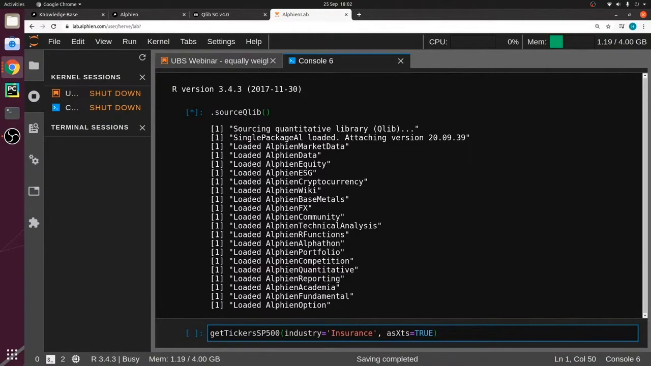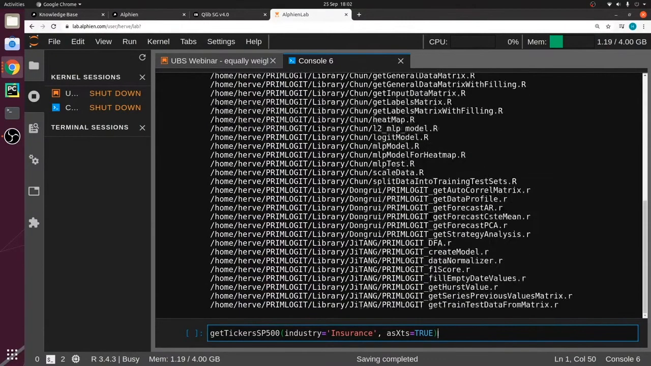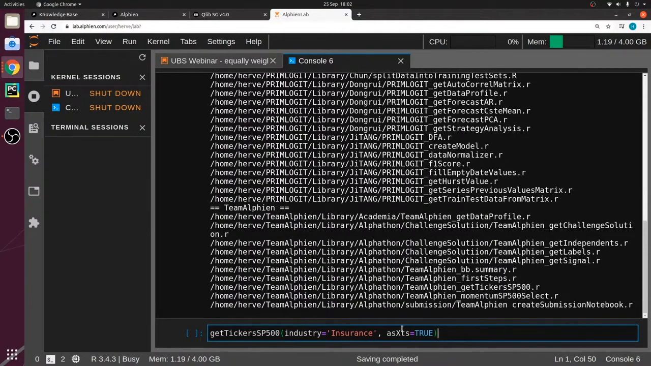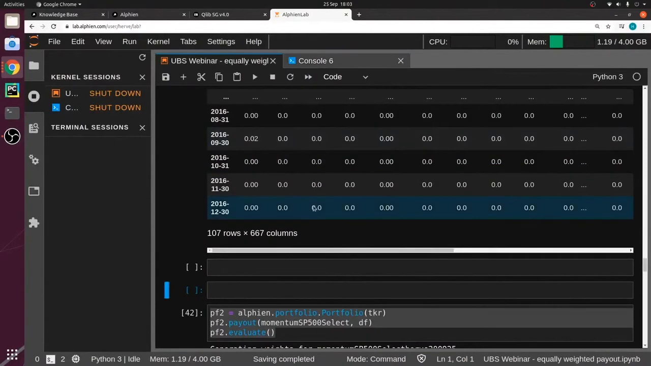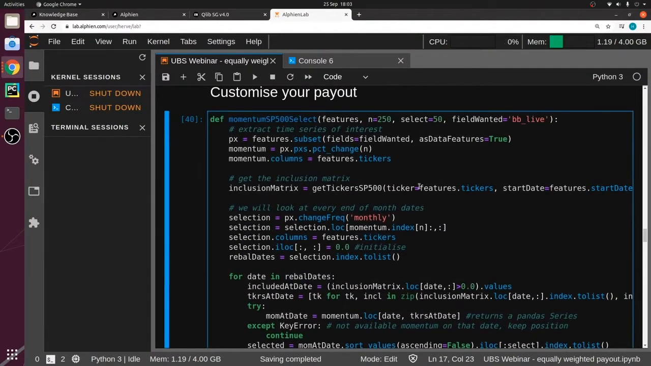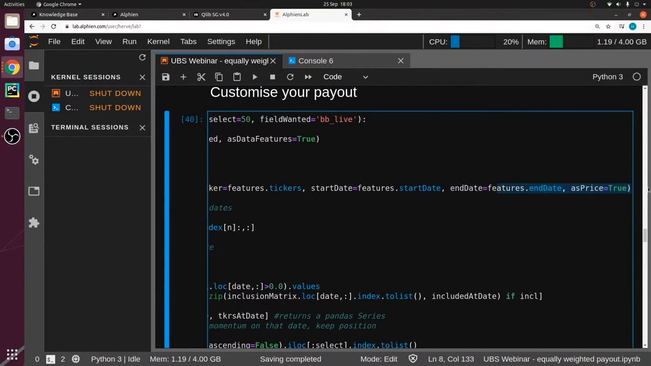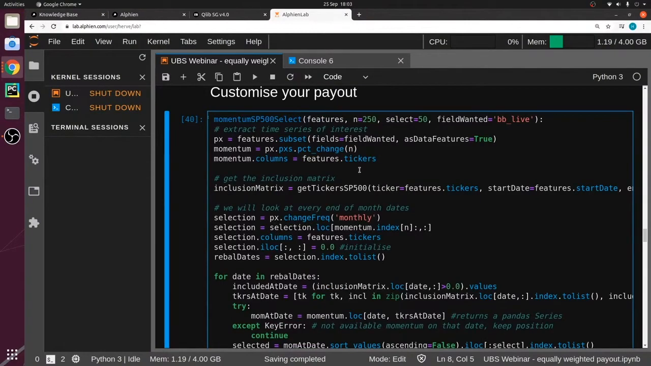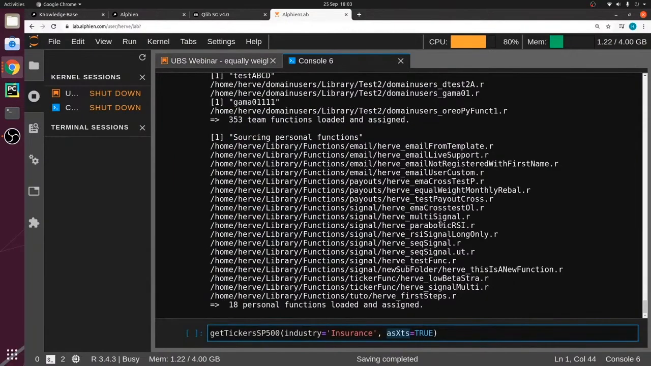Indeed, last webinar, as I said, some of the code from the notebook was about getting that inclusion matrix to make things easier. And now, thanks to that function that we are looking at here, get tickers S&P, and the parameter in R, which is as XTS in Python, is called as price, you can get the inclusion matrix. So this notebook will be published, and you will see directly how to get the inclusion matrix. Here you see all the parameters that are used. As price equal true is the parameter that allows you to get the inclusion matrix. So basically you couldn't find the first notebook because we transformed it into an actual function so that it's easier for everyone. This one will be published by tonight.